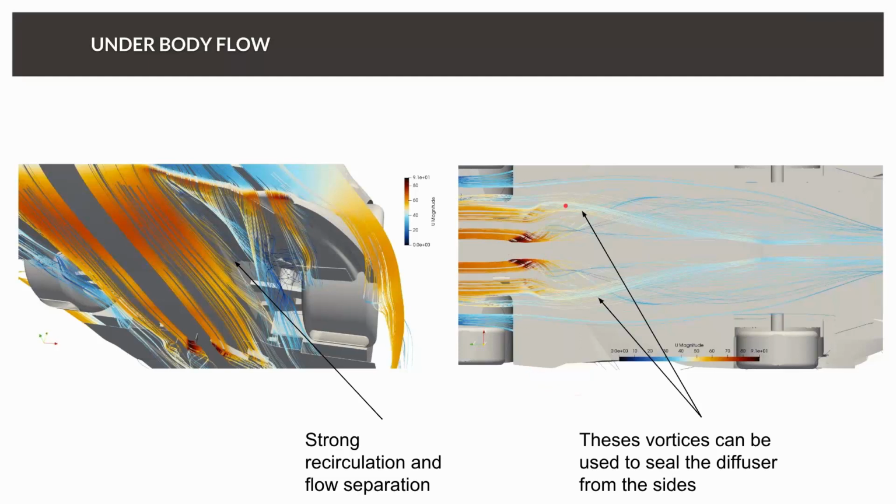One thing we could do is to use these vortices to seal the diffuser from the side. Actually, that's what they're doing right now. If you take a look, we have these vortices sealing the flow here, but we could try to somehow push this wake more outside, and then effectively have more area for our diffuser.